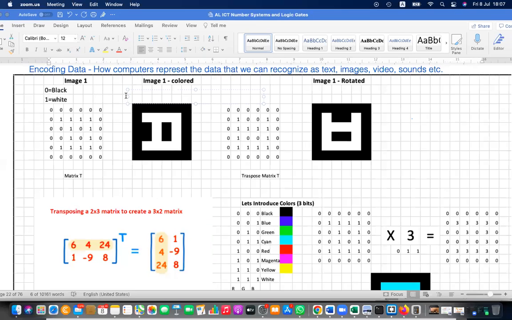Please write down the heading encoding data, how computers represent. Sorry, an N should be there, I missed the N. How computers represent the data that we can recognize as text, images, videos, sounds, etc. No need to write down everything. So let's write down the main things, right?